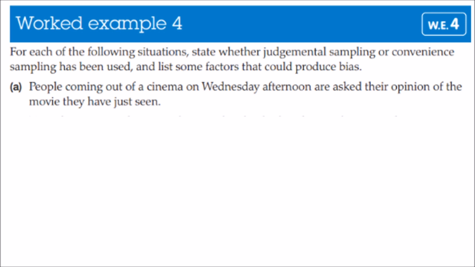Next example, for each of the following situations, state whether judgmental sampling or convenience sampling has been used, and list some factors that could produce bias.